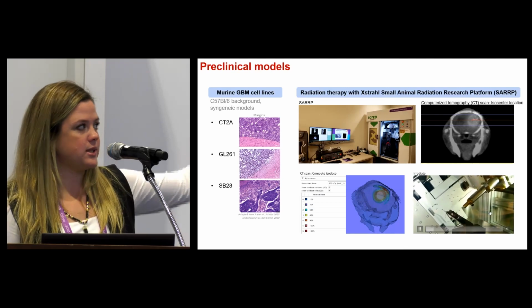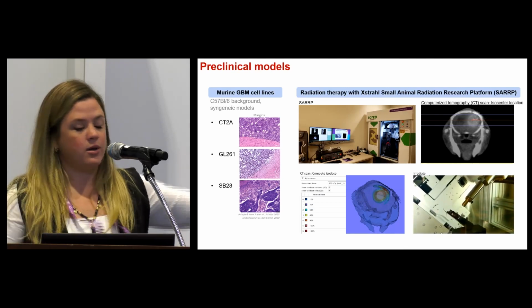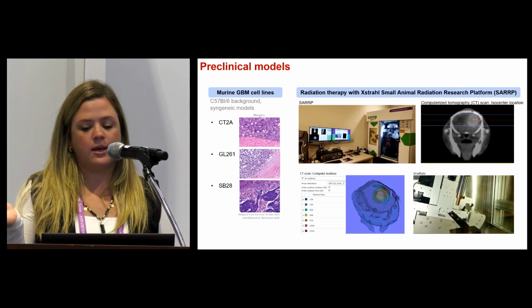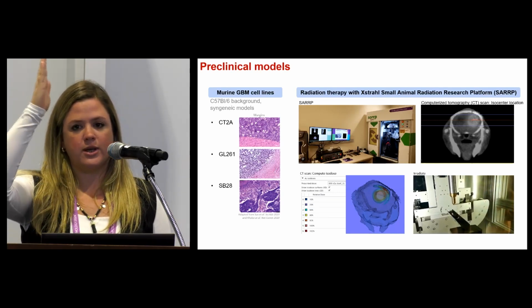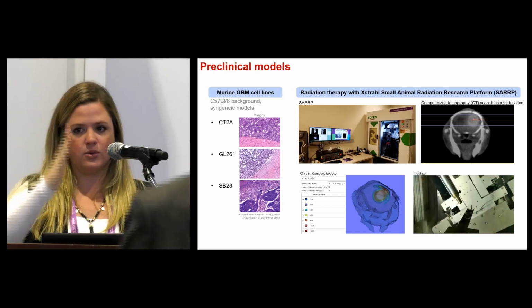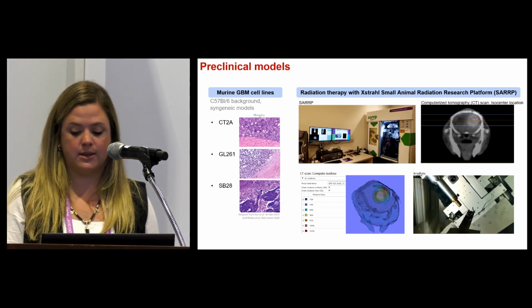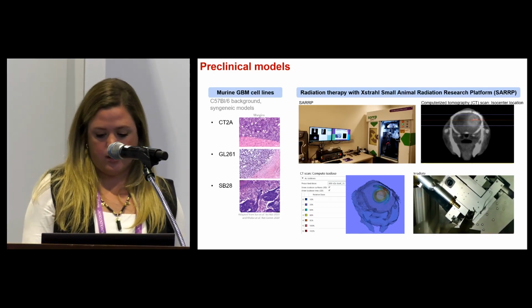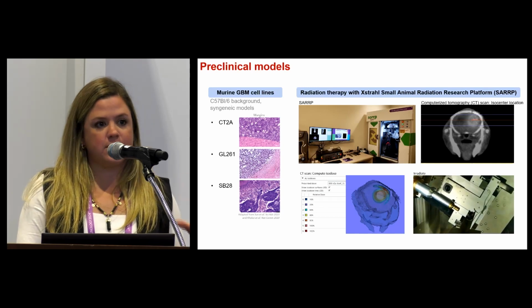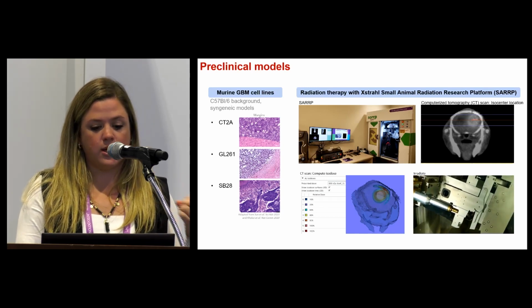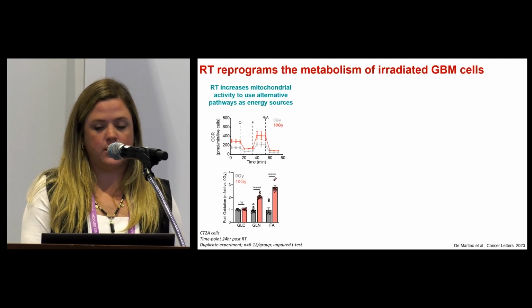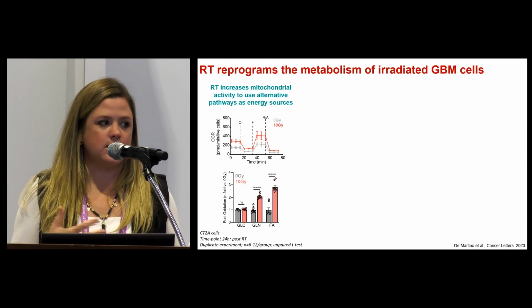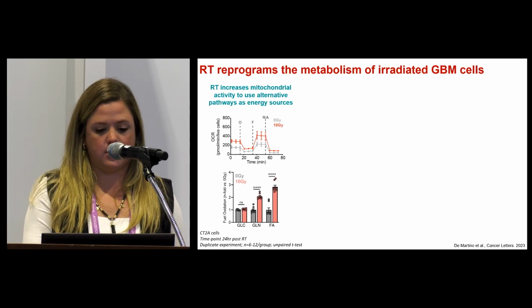So you see the mouse is anesthetized on the bed frame, and the collimator is moving, doing this arc. This is to prevent all the radiation dose from going in one direction and to minimize the side effects. So using this model, the first thing we did, as I mentioned, is to characterize the metabolic response after radiation. We used different strategies, and as I mentioned, this is published, so I'm going to go a bit fast through all of these.